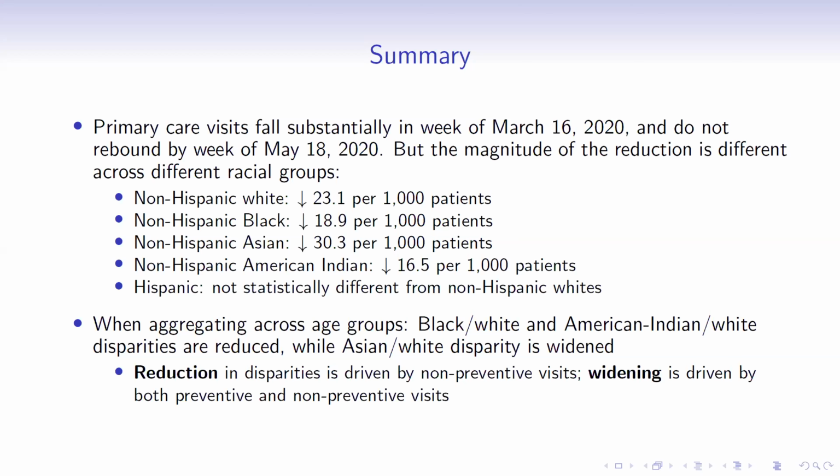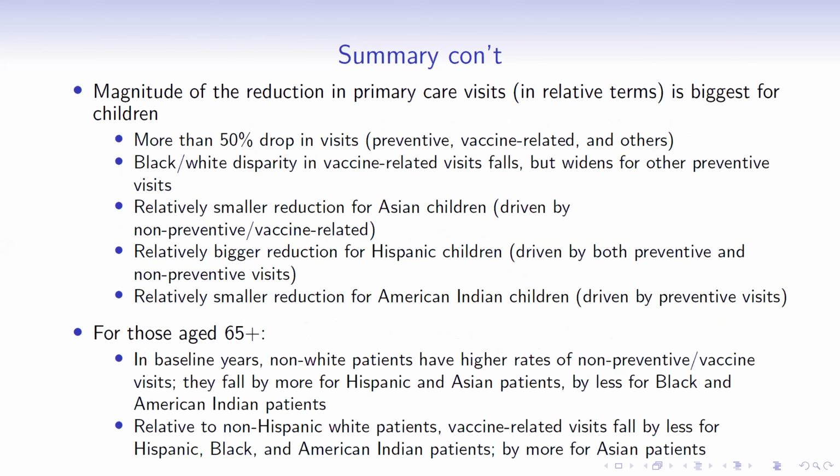So I have some back of the envelope numbers here. I wouldn't pay too close attention to all of these numbers exactly because we're still working out our analysis. This is somewhat preliminary, but there's some evidence that some disparities have gotten smaller. For example, the Black-white and American Indian-white disparities are reduced following the pandemic, whereas the Asian-white disparity has widened. But the important point here is that the reduction in disparities is not driven by preventive visits, but instead is driven by non-preventive visits, so potentially urgent or non-avoidable visits. The widening of the disparities appears to be driven by both preventive and non-preventive visits.